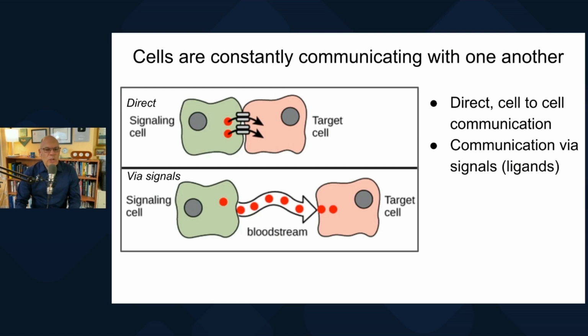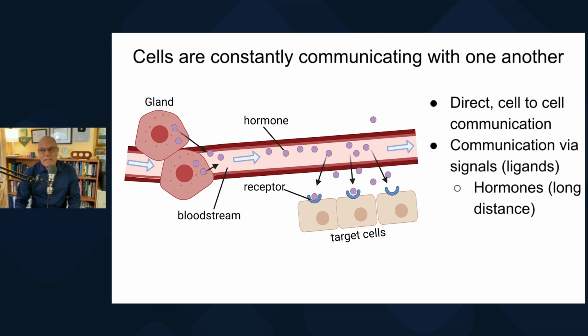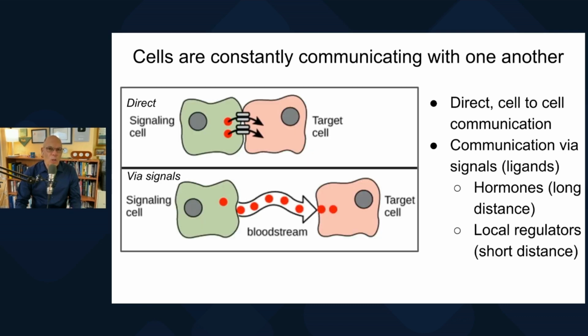Those signals are also called ligands. Those signals might be classified as hormones. That's when they travel a long distance from one part of the body to another part of the body. Or there are local regulators that move short distances.